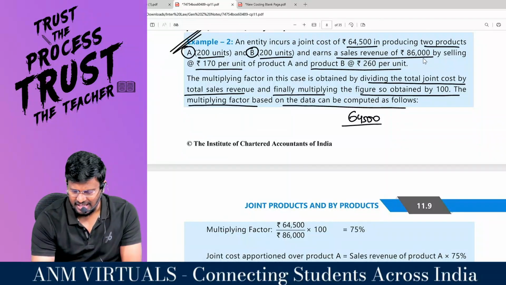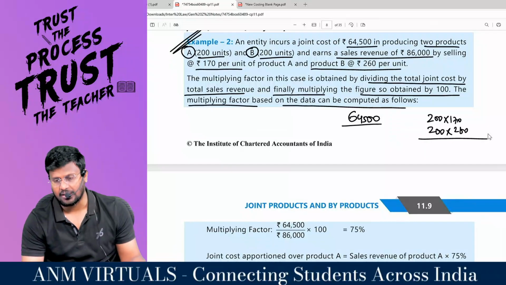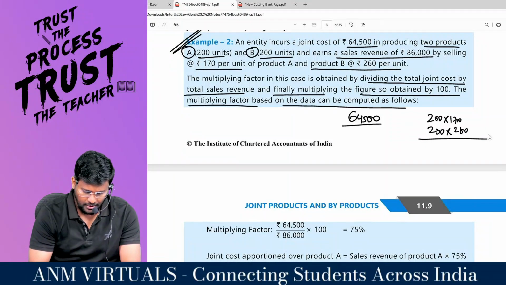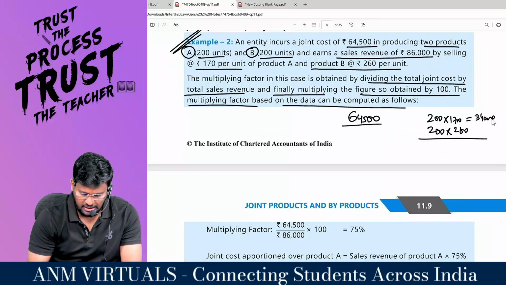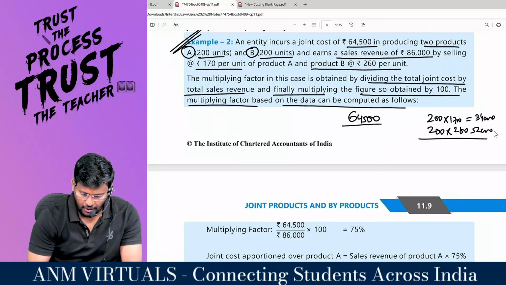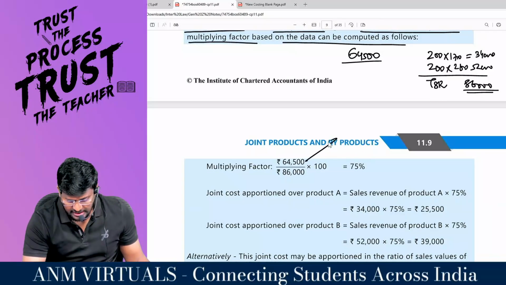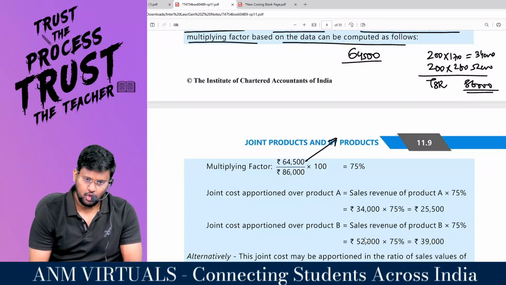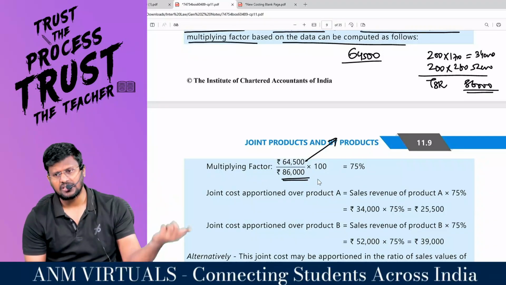It earns a sales revenue of 86,000. Let's check it. 200 into 170, and similarly 200 into 260. Calculator, man. 200 into 170 comes to 34,000. 200 into 260 comes to 52,000. So 34,000 plus 52,000 comes to 86,000. This is the total sales revenue. So I incurred a joint cost of 64,500 and earned a total sales revenue of 86,000.